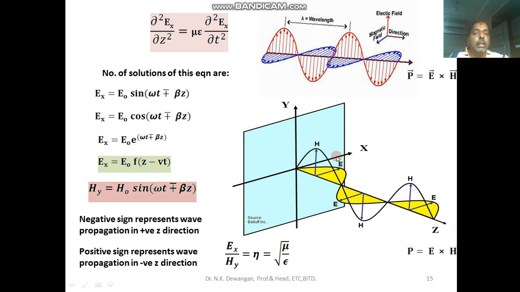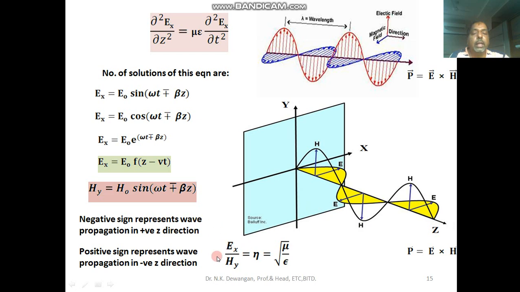If we take the direction of E as the x direction, then we will take the direction of H in the y direction. So x cross y, that is E cross H, gives the direction of wave propagation, that is the pointing vector towards this direction. Power crossing unit area, in watt per meter square, is given by this pointing vector.